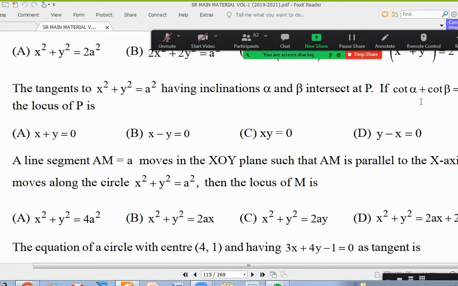Is it okay? So you want me to write the solution? Sir, write it. Okay.